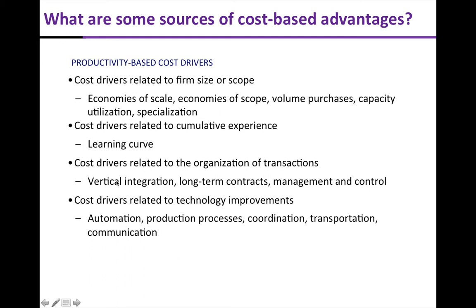Okay. There's also cost drivers related to the organization of transactions. So there are situations in which vertical integration enables closer coordination that allows you to produce things at lower cost. Alternatively, there's situations in which contracting allows you to produce things at lower cost. So the organization of the transactions can enable you to have cost-based advantage under different conditions. Similarly, technology, you're just simply more productive, because of automation, processes, coordination, etc. Again, these are not independent of each other, but this gives you a sense of some categories of where you can derive some cost-based advantages.